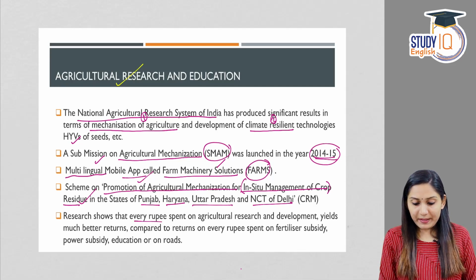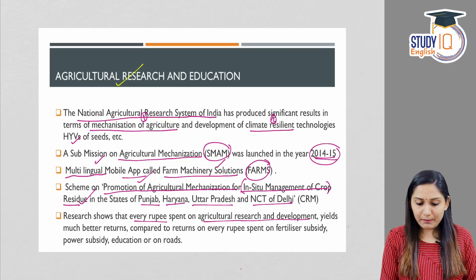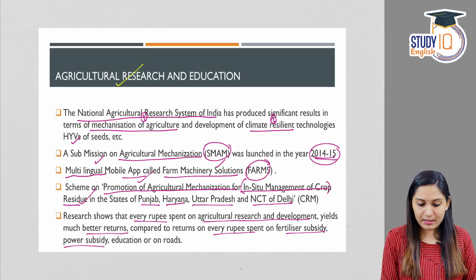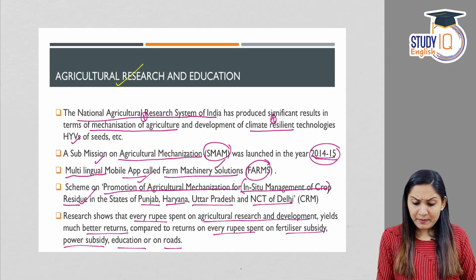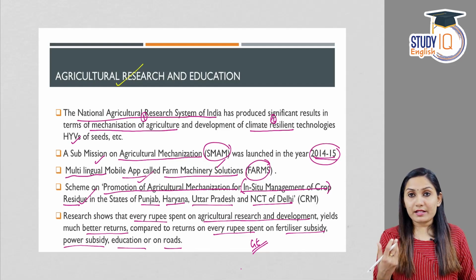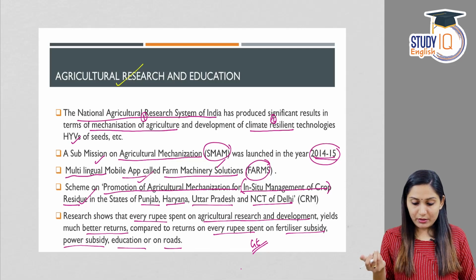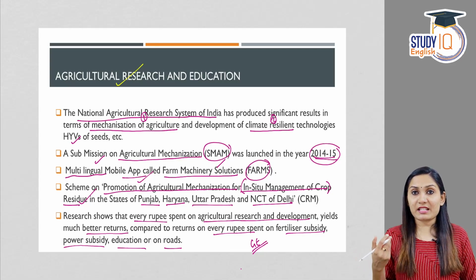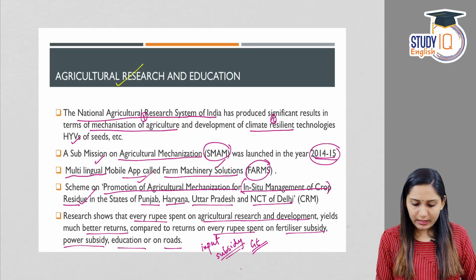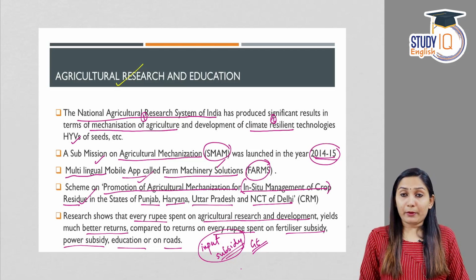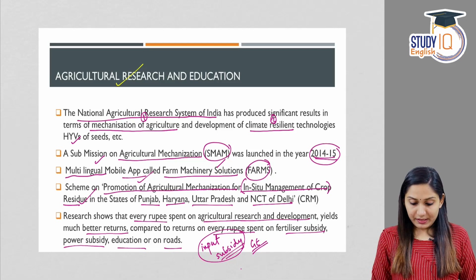Research shows that every rupee spent on agriculture research and development yields much better returns compared to returns on every rupee spent on fertilizer subsidy, power subsidy, education or on roads. So this is a comparison. Government spending in the agricultural sector is mostly towards providing subsidies, such as power subsidy, fertilizer subsidy, such kind of input subsidies. We can in general say that government spends maximum money on the agricultural sector in the form of providing input subsidies. Okay, so this is in the form of input subsidies.